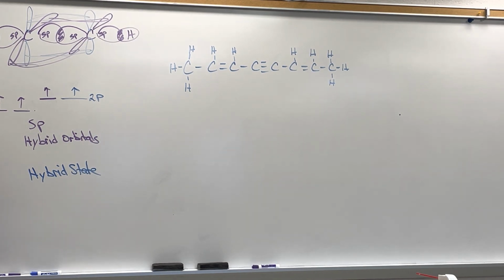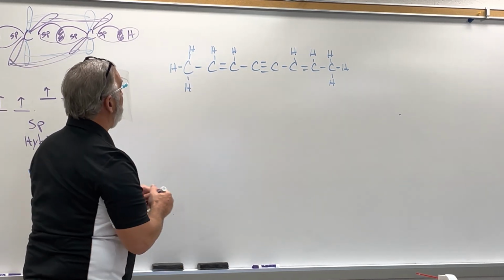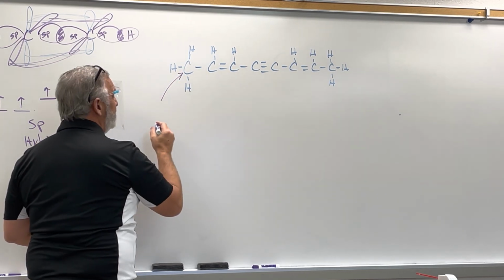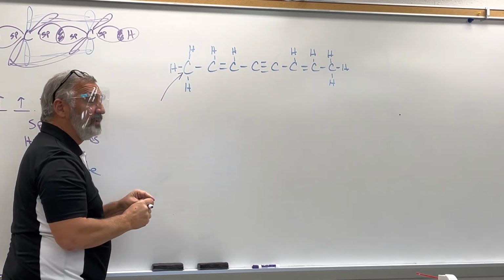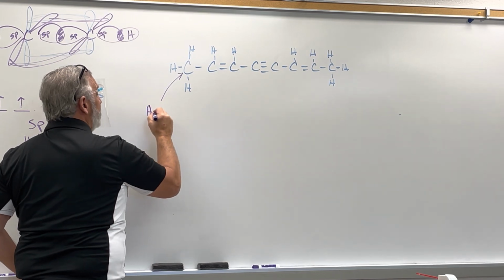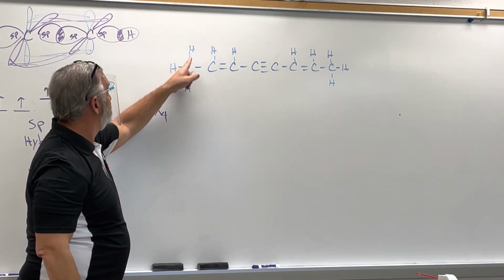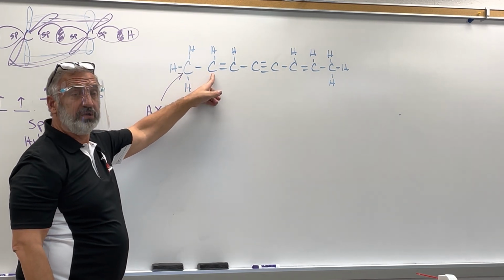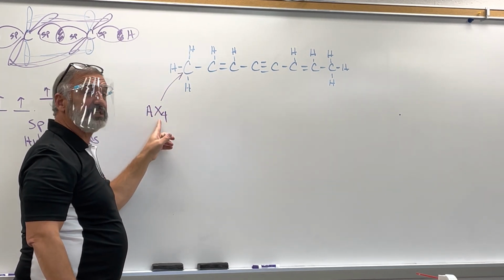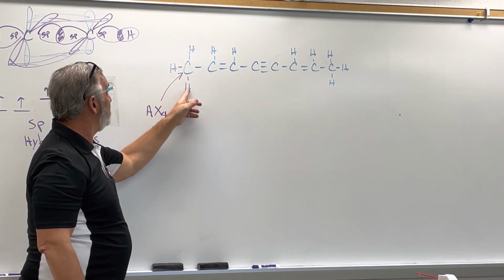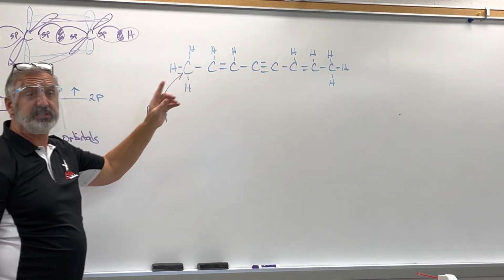Well, I know that if it has 4 bonds, so I'm going to look at this carbon right here, and I'm going to say it's a general formula. A is the central atom, and it's got 4 things bonded to it. 1, 2, 3, 4. So I'm going to say it's AX4. A is the carbon, each X represents the hydrogen, and the other carbon. 4 things attached to it.